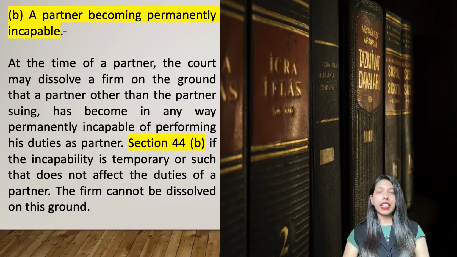It doesn't include temporary incapabilities like a fracture, ligament tear, and so on. It only means permanent incapability, like falling brain dead, coma, and so on. So this is based under Section 44B. That is a situation where a suit can be filed and can lead to the dissolution of the firm by court.